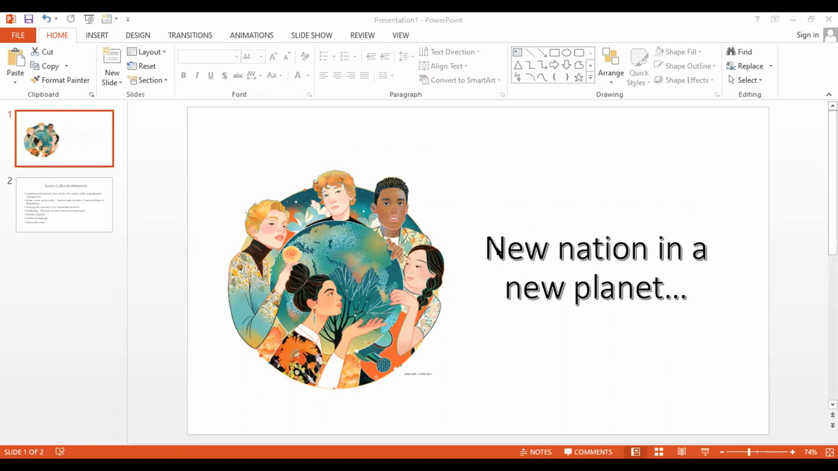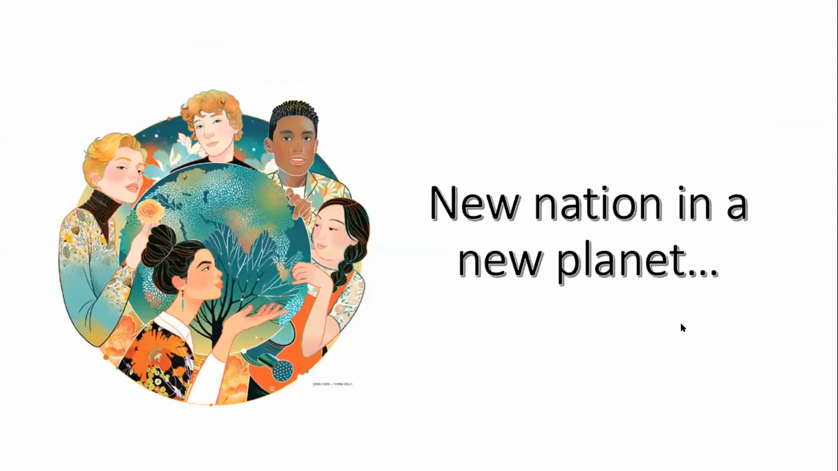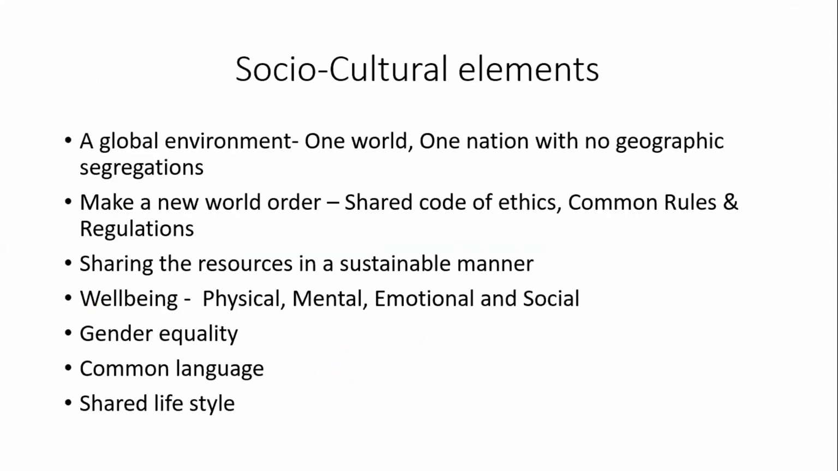We are actually thinking of a new nation on a new planet because we are focusing on the socio-cultural elements. What all of us hope and plan for is harmony and peace among people, and that's one of the major requirements in the current world. So we want to make it an ideal situation in the future.